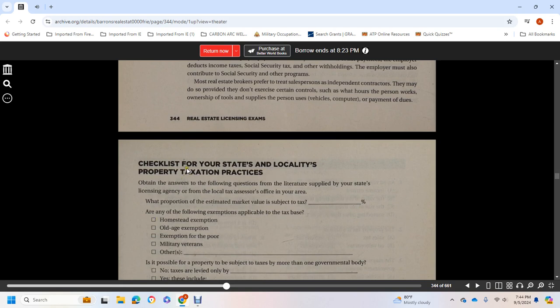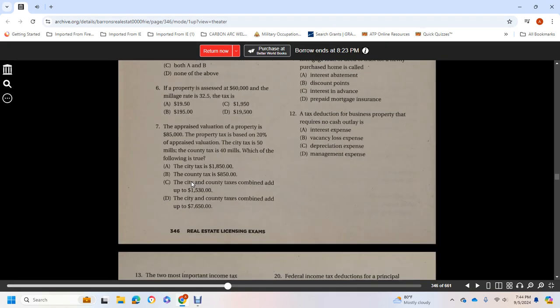Checklist of your state's and locality's property taxes. And that's Chapter 16.